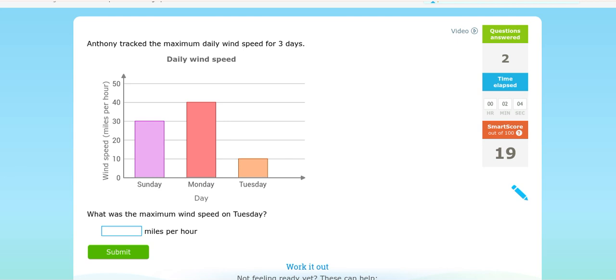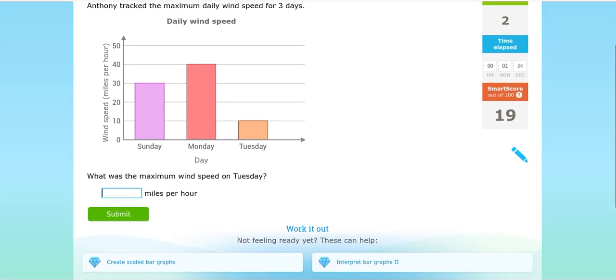On the top left, it says wind speed miles per hour. You got 0, 10, 20, 30, 40, 50, and we know that this scale bar graph skip counts by 10. It says what was the maximum wind speed on Tuesday. Now we know that Sunday has 30, that was maximum wind speed miles per hour. Monday was 40 miles per hour wind speed max, and Tuesday is 10 miles per hour max. So we're gonna put 10 miles per hour.